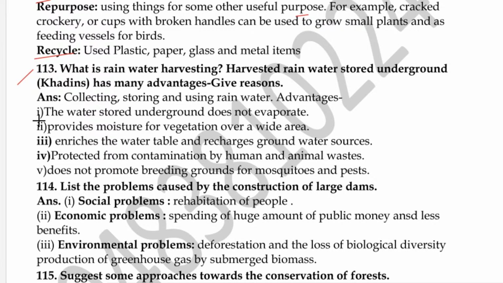Number one, the water stored underground does not evaporate. Number two, provides moisture for vegetation over a wide area. Number three, enriches the water table and recharges groundwater sources. Number four, protected from contamination by human and animal wastes. Number five, doesn't promote breeding grounds for mosquitoes and pests.